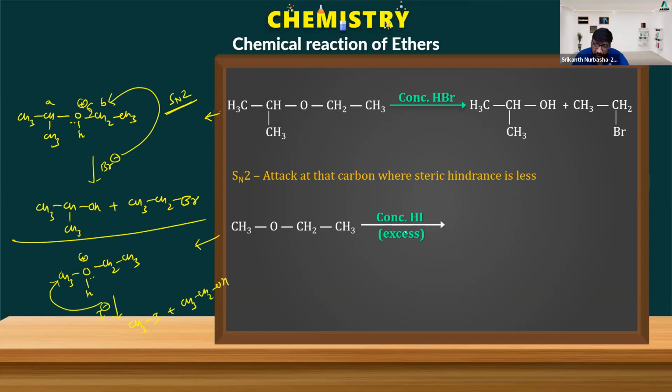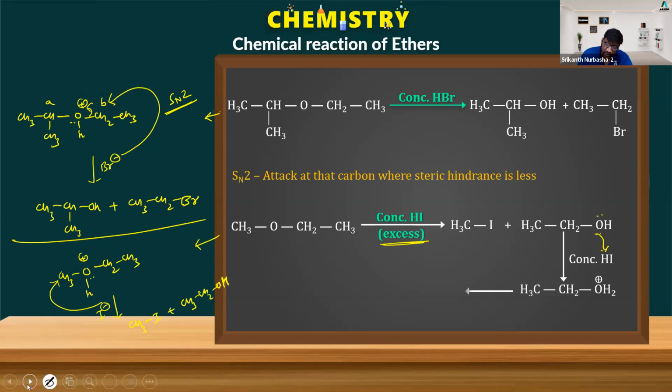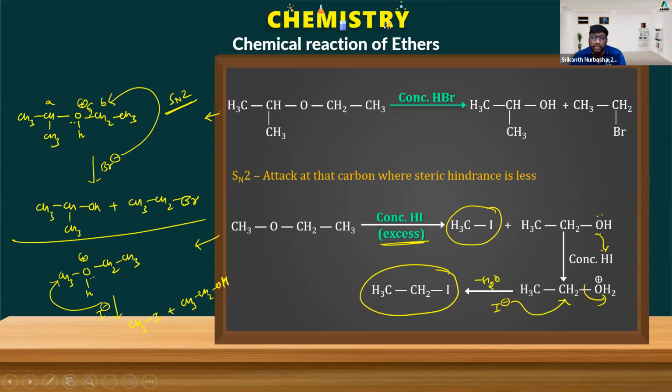But again, what do they say? Concentrated HI in excess. So whatever CH3CH2OH we have, will that be reacting with HI again? Yes. Since HI is in excess, we get the first stage as CH3I plus CH3CH2OH, but excess is there. So ethyl alcohol will react with HI again. Concentrated HI means the lone pair of electrons on oxygen attacks H plus. You get a protonated alcohol. So I minus will now attack this particular carbon, with loss of water, generating CH3CH2I. So you get CH3I plus CH3CH2I. Methyl iodide plus ethyl iodide are obtained as the major products.